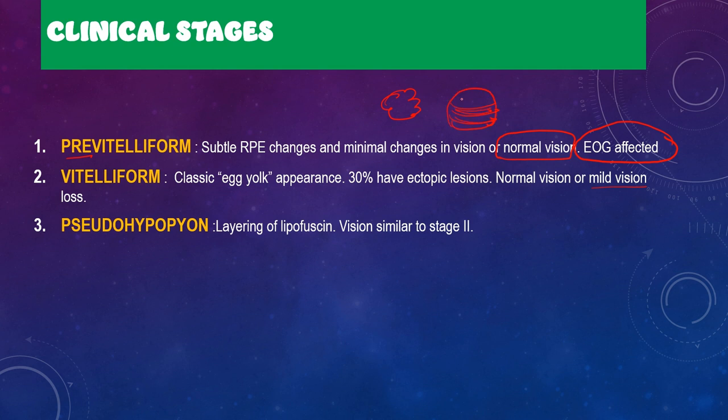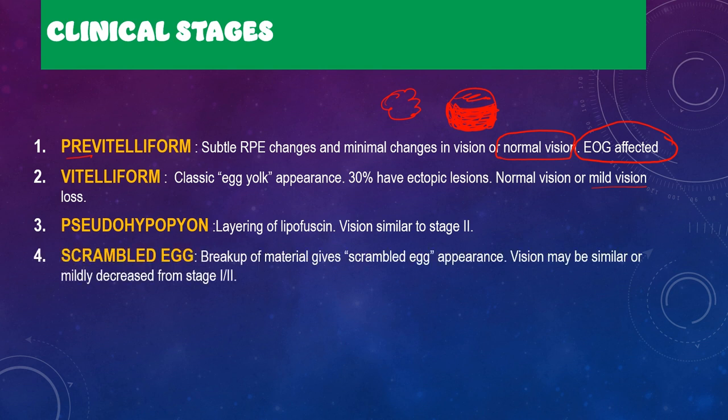So you have an empty space on top and the egg yolk layered below, and that is called a pseudohypopyon stage because it looks like a hypopyon. In hypopyon also you have settling down of the inflammatory cells. Similarly here, the vitelliform material or the egg yolk material actually layers down to the bottom, giving it an appearance of a hypopyon, and therefore it is called pseudohypopyon. The vision also might not be affected much in this stage as well.